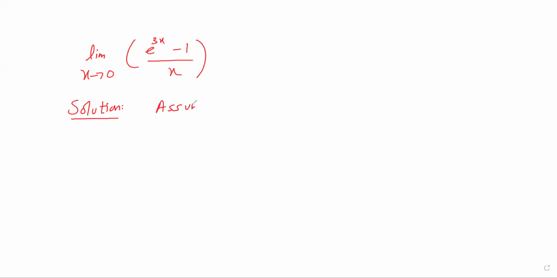Assume e power 3x is equal to y. This is the power of exponential, so we will assume that is another variable, which is y. Now, from this equation, 3x is equal to y, we can see that as x goes to 0, y also goes to 0.